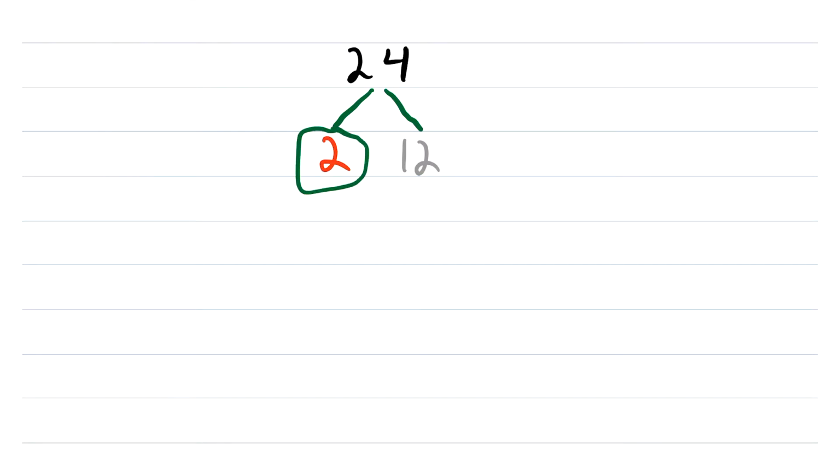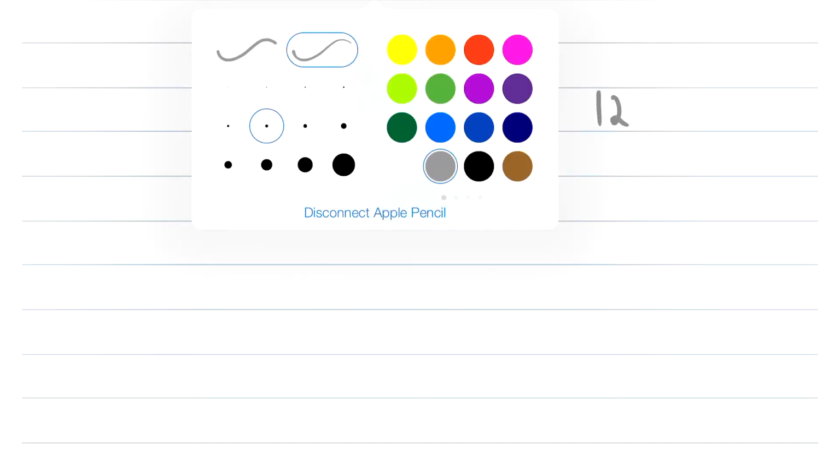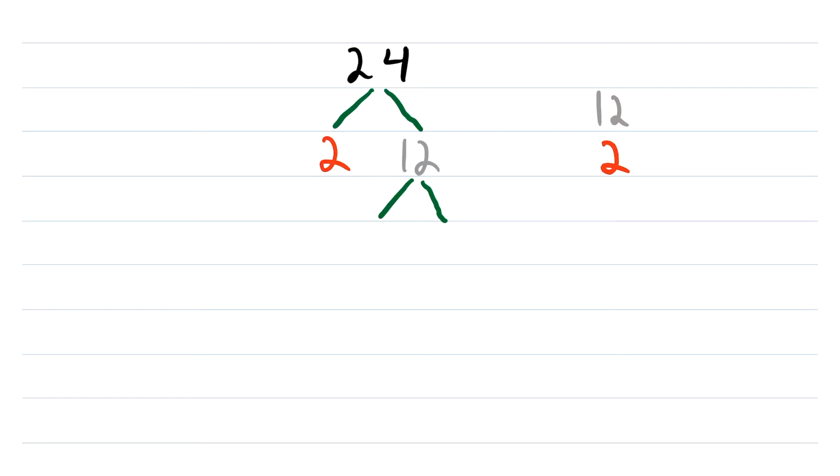Since 2 is prime, we can't factor it anymore, but we do need to keep factoring 12, so we'll draw two more branches, and we go through the same process. We're trying to factor 12. I know that 12 is even, which means that 2 is a factor of 12. So then, what do I have to multiply 2 by to get 12? Well, that's just 6. 2 times 6 is equal to 12. So now, at the end of this branch, I write 2 in red because 2 is prime, and then I'll write 6 at the end of this branch, writing it in gray because 6 is not prime.